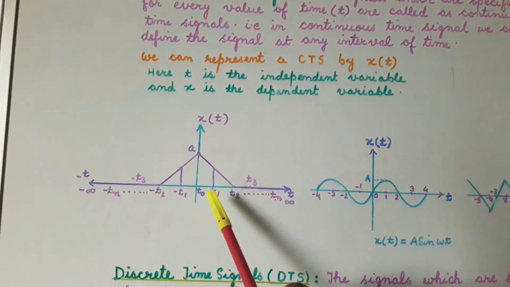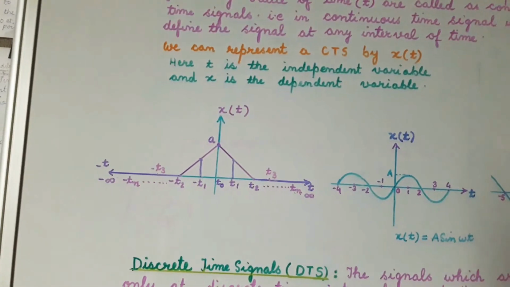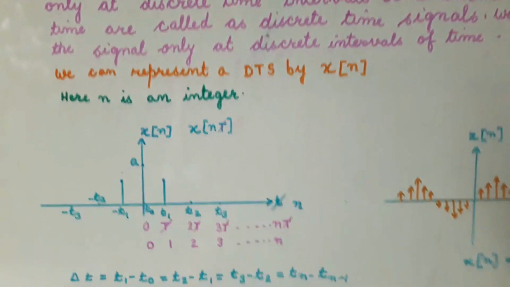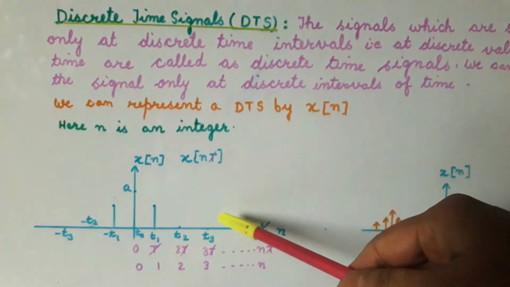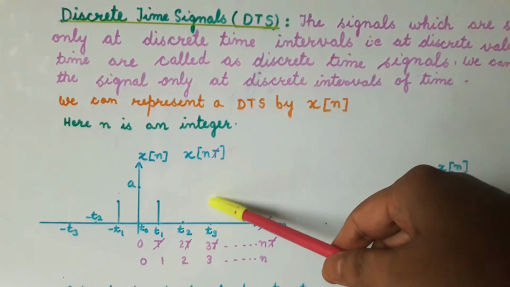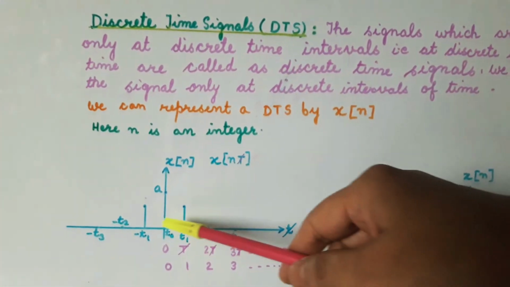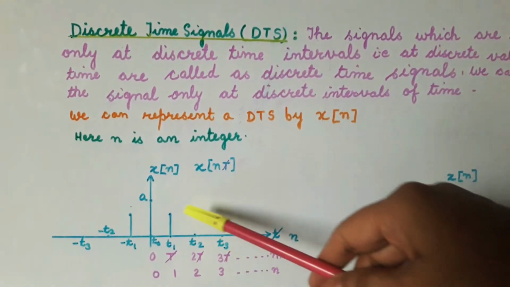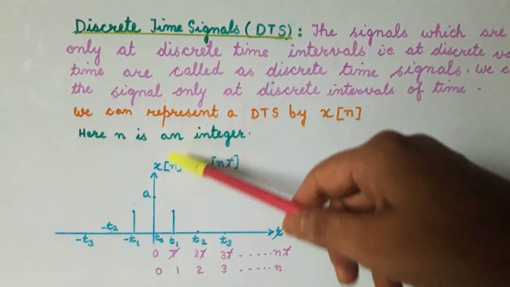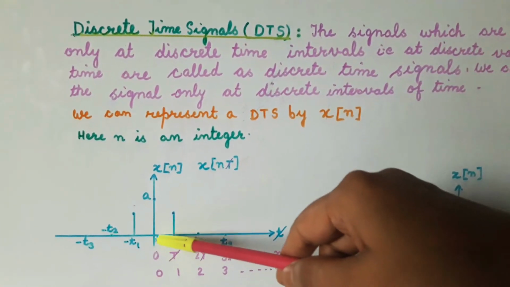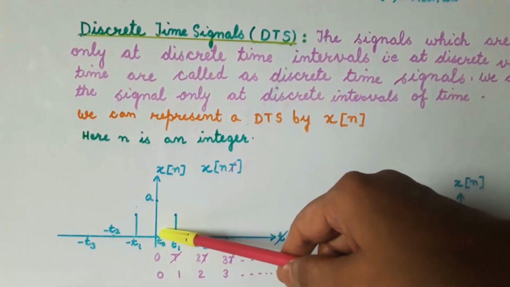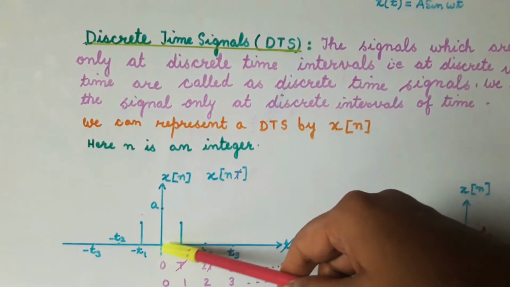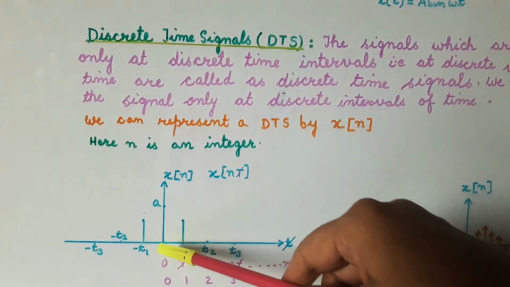So we can draw the plot of the discrete time signal, in which the signal is defined only at discrete values of time. This is the plot which we will get from the continuous time signal. This is an example of the discrete time signal, because here if we want to find the value of x(t) between t0 and t1, we cannot, because it is not defined at discrete intervals of time.